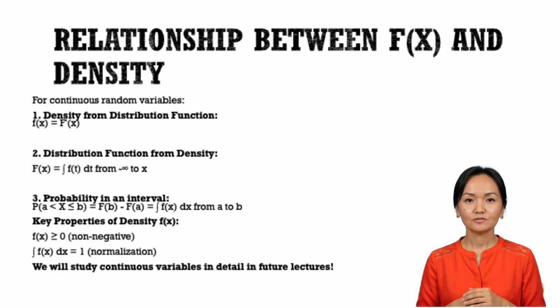This is the continuous version of the normalization condition we had for discrete variables. The total probability over all possible values must sum to 1, and in the continuous case, this sum becomes an integral. These relationships between f(x) and F(x) are absolutely fundamental in probability theory and statistics. They allow us to move back and forth between the distribution function, which gives us cumulative probabilities, and the density function, which describes the local concentration of probability.